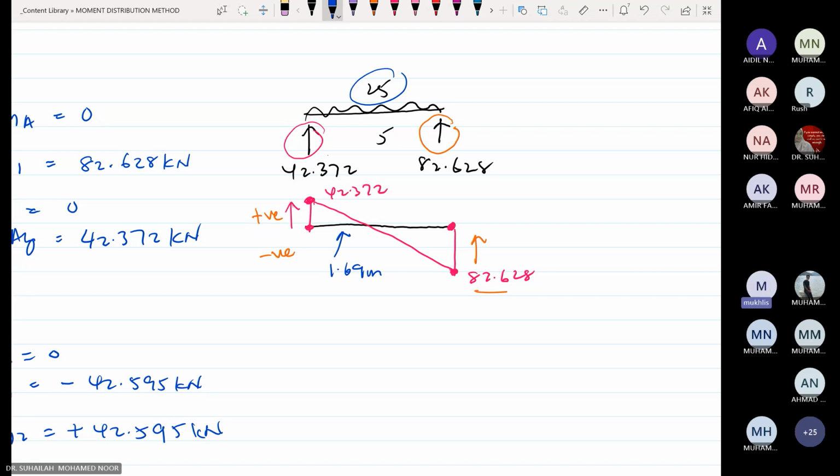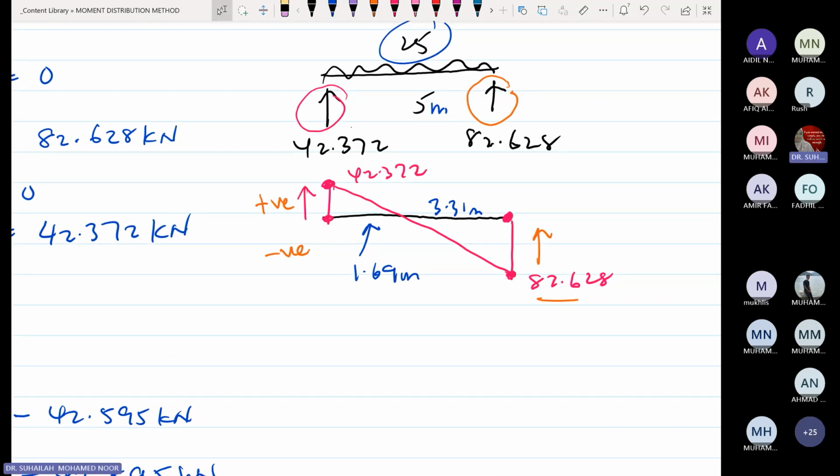3.31. Total? Cuba totalkan. Five. So dapat 5 ni ya. Okay. So for bending moment diagram for member AB.